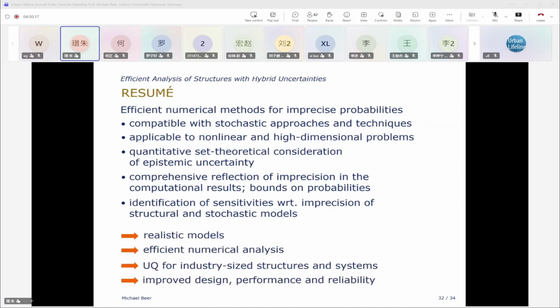So that helps to make our world a little bit better, to come up with a bit more realistic models, efficient numerical analysis, and then can also do large-scale stuff, which is industry size, and improve design performance and reliability. So I hope that this topic was not too big to still understand a bit of the stuff. It was just an overview.